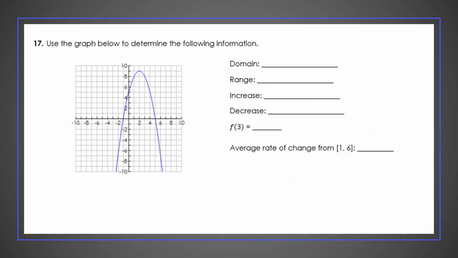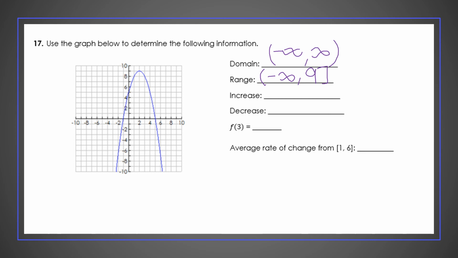For our next graph, we're essentially doing the exact same thing. Our domain, it goes left forever, so that would be -infinity. It goes right forever, which would be +infinity. For the range, it does go down forever, which is -infinity, and it does not go up forever. The highest is 9, and we put a bracket. So y can be anything less than or equal to 9.